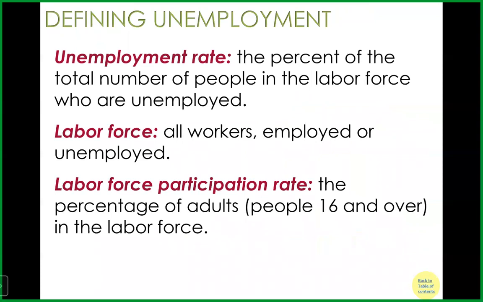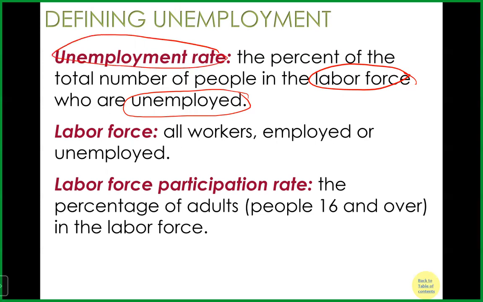Let's look at a few definitions to help us understand the graph. We start with the unemployment rate. What is the unemployment rate? That's the percentage of total people in the labor force who are unemployed. Now, in order to understand this concept, we need to understand another two concepts: labor force and unemployed. Let's start with labor force. What is labor force? That just says all workers, employed or unemployed.